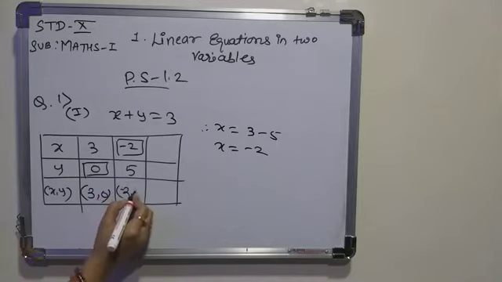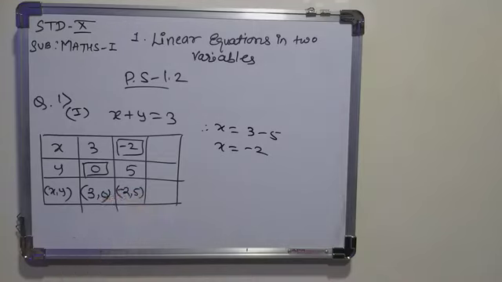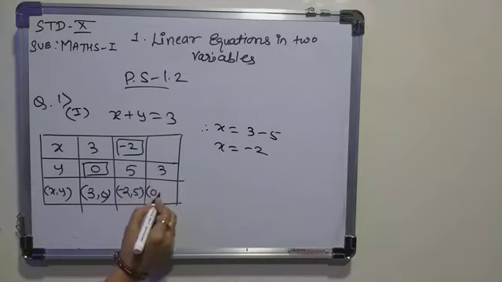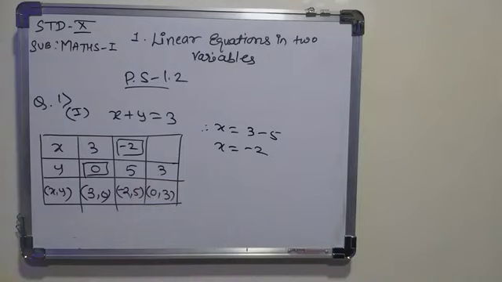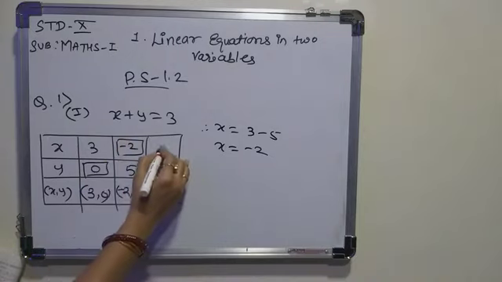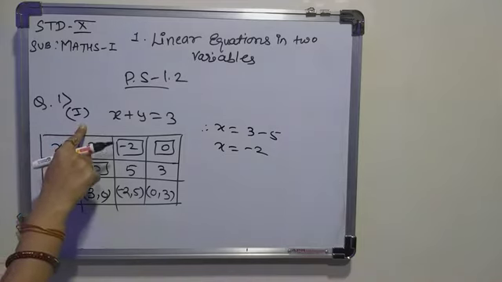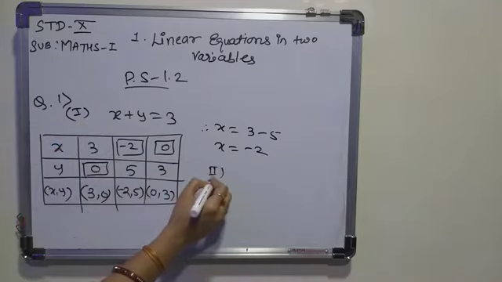So your next order pair is minus 2 and 5. And next, when your y value will be 3, then your x will be 0, right? So this is how you are going to solve the question number 1, first sub question, and your second will be your homework. Okay.